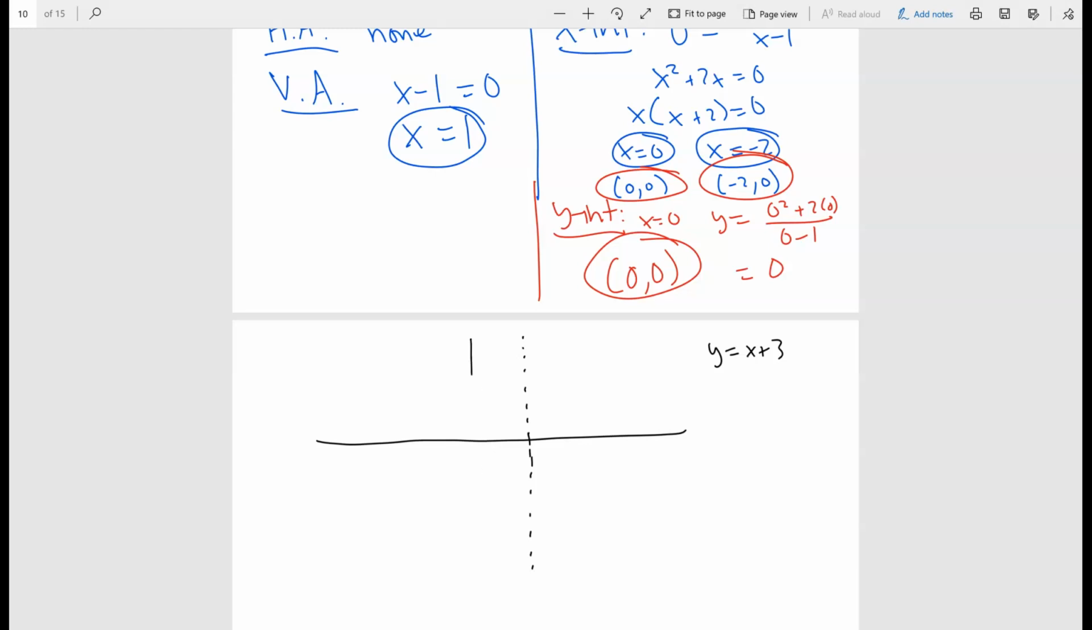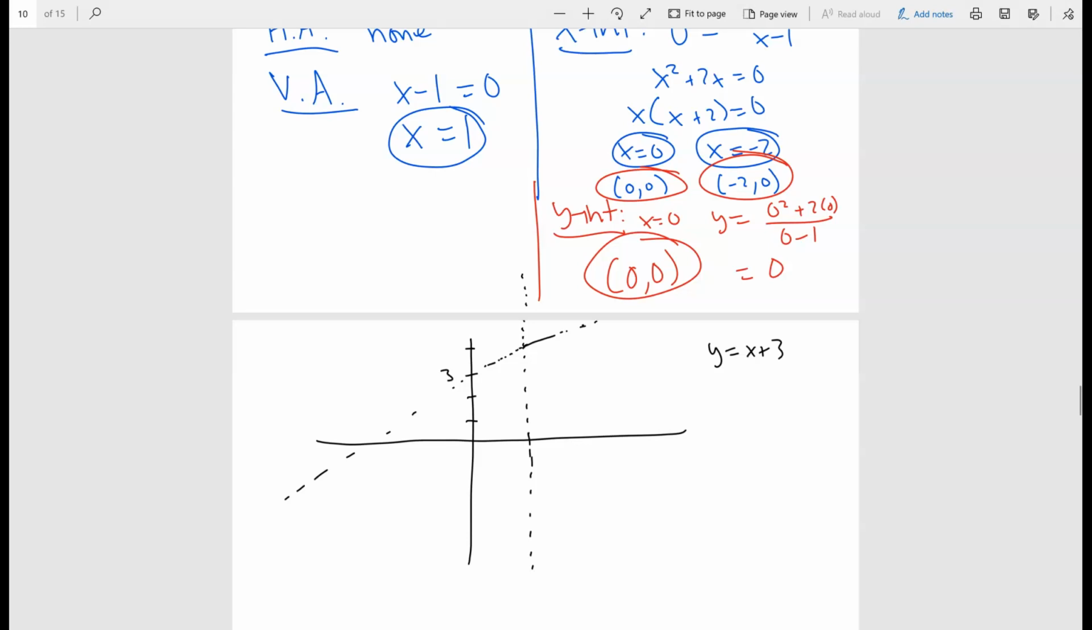I'm going to go 1, 2, 3. So that's my y-intercept. And then the slope is 1, so you're going to go up 1 unit over 1 unit. So here is going to be my slant asymptote. Okay, I want to make this a little bit better. Let me just go like this.